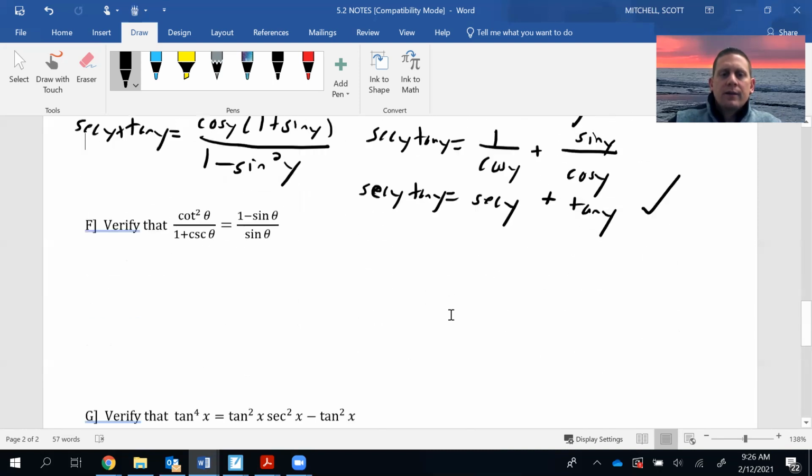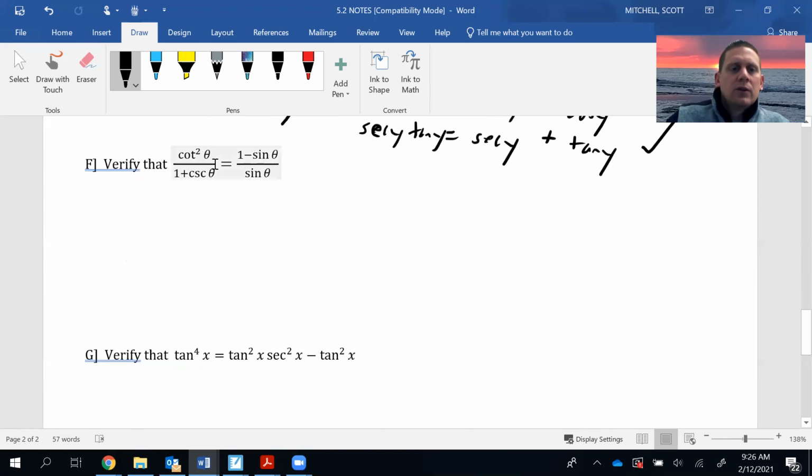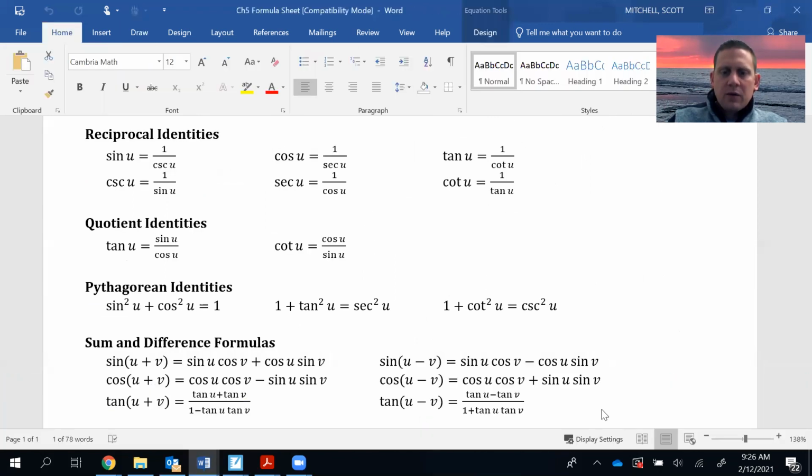Let's take a look at letter F. So we could work with the right side here again. We would have to rationalize the top, or we would have to split it up into two fractions and work it with that. I think working with the left side is going to be our best bet. So I see a cotangent squared, and that reminds me of an identity here. So if you move the 1 over there, then that's cotangent squared.